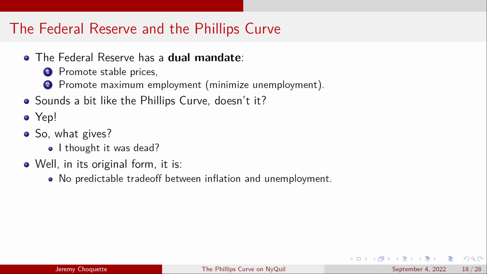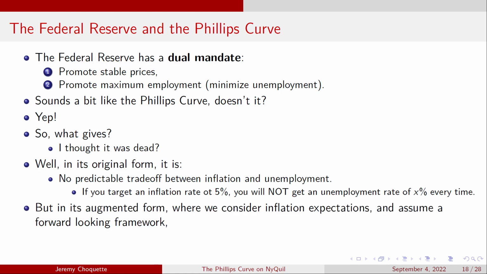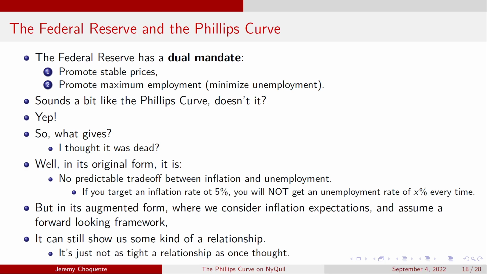However, because there is no predictable trade-off between inflation and unemployment, right? You can't go, well, okay, if I want to hit an inflation rate of 5%, I'm going to get an unemployment rate of X% every time. It doesn't really work that way. But in the augmented form, where we consider inflation expectations, assume a forward-looking framework, it can give us some kind of a relationship. It just may not be as tight of a relationship as we once thought, because there have been changes, right? The monetary policy regimes have changed substantially.